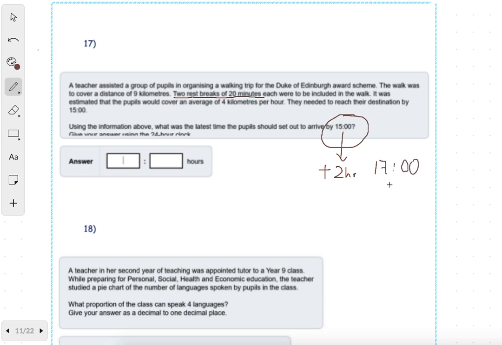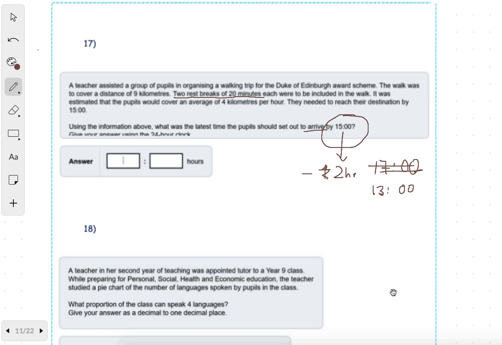It's an absolutely crazy answer because look, the question says, what was the latest time the pupils should set out to arrive by 1500? You're never going to arrive at 1500 if you've departed at 1700. You can't go back in time. So you must subtract the 2 hours to get 1300. So be very careful with the wording. You're either going to leave at 1500 and add the time on, or you're going to arrive at 1500 and you subtract the time off. I see it time and time again. It's a very common mistake.